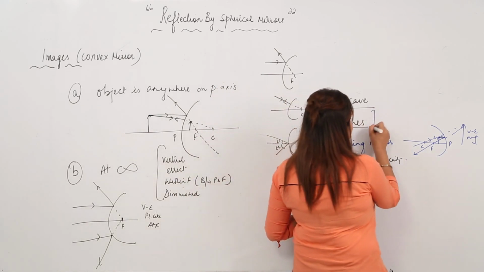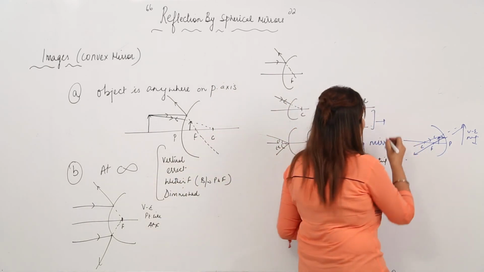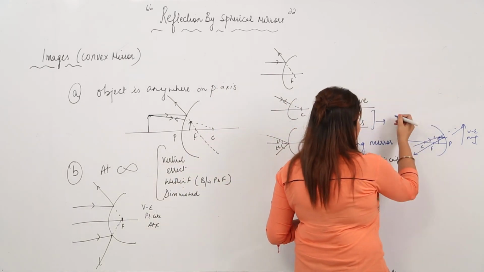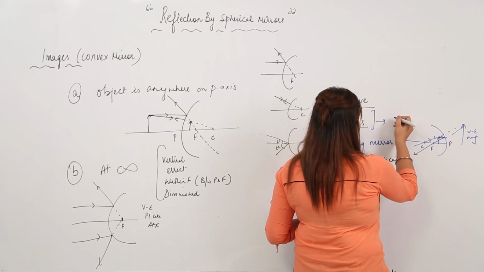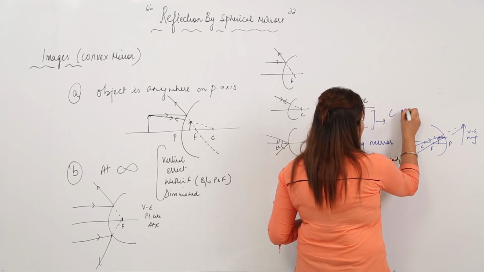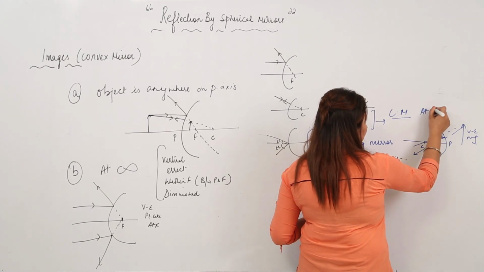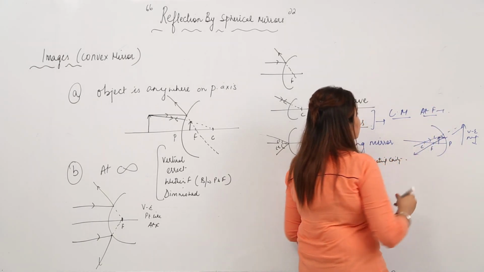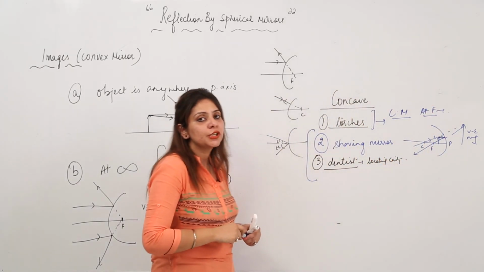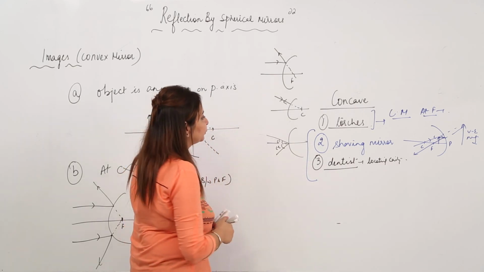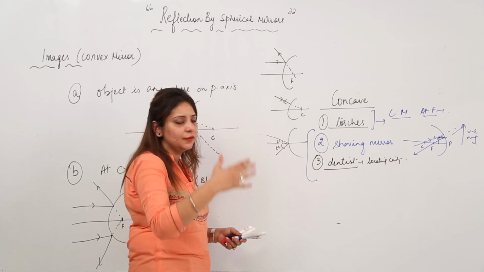And why is it used in torches? Because it emits a powerful beam of parallel rays. It is a converging mirror, and whenever the object is kept at F, it produces a powerful beam of parallel rays which converge at infinity. So it makes the distance visible.